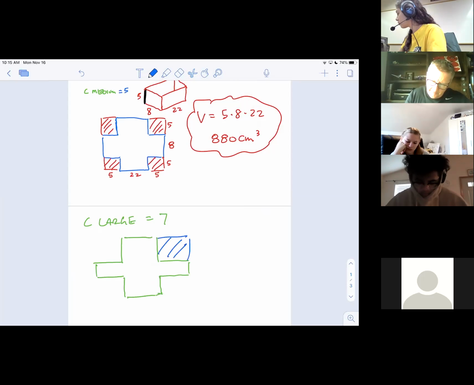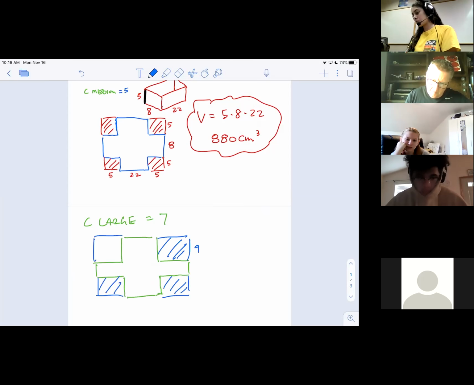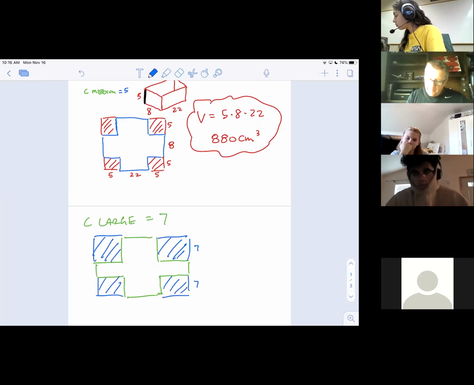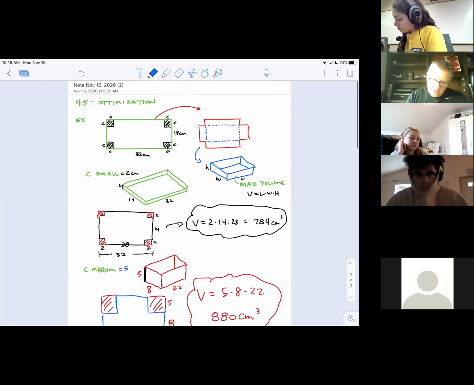So I'm chopping off 9 and 9 from every single corner. You're only chopping off 7. Thank you. So I'm chopping off 7 and 7. Since that used to be 18, there's only 4 left for this length right here. And since the other side used to be, I better slow down, 32, and I'm chopping off 7 and 7, which is 14. 32 minus 14, is that 18?